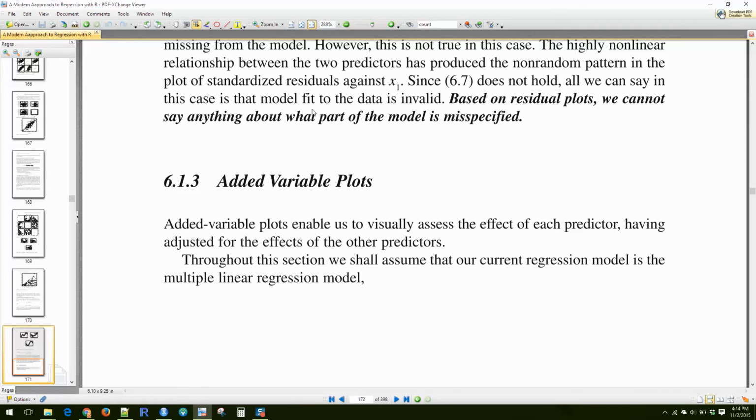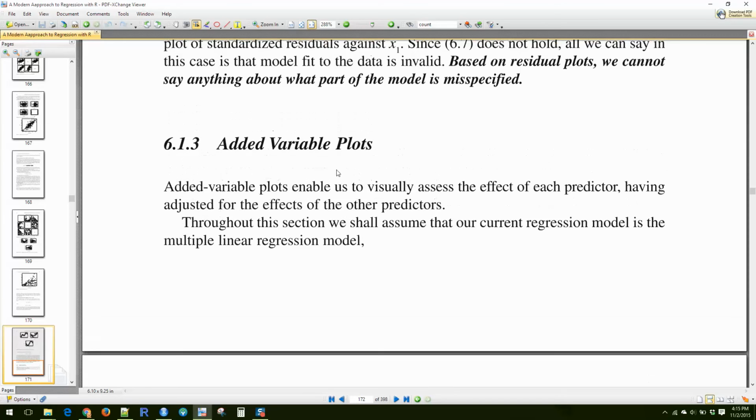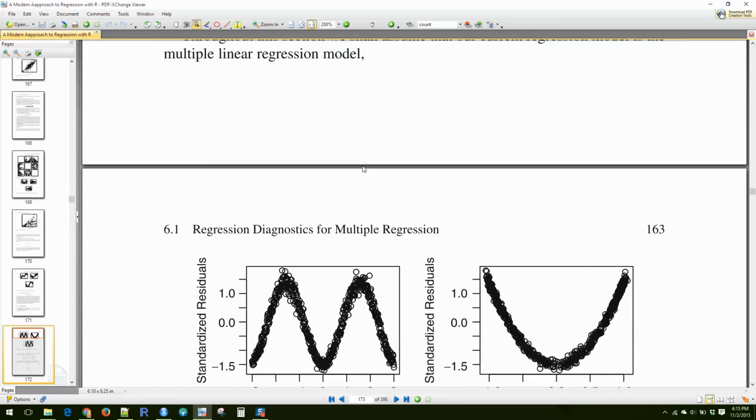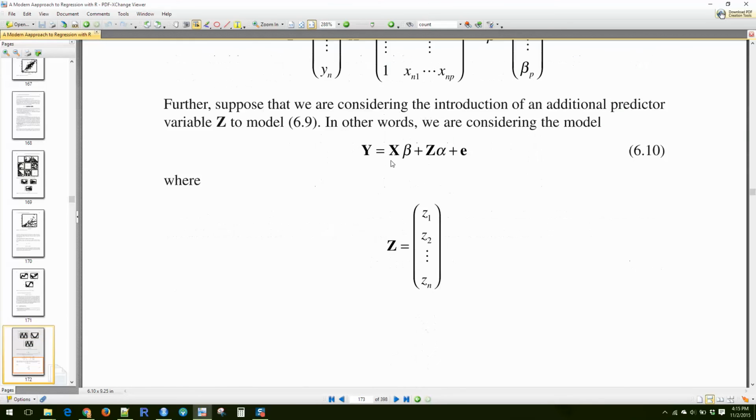Okay, added variable plots. These are rather interesting. Okay, so the key here with added variable plots, these are not the plots that we're looking for.